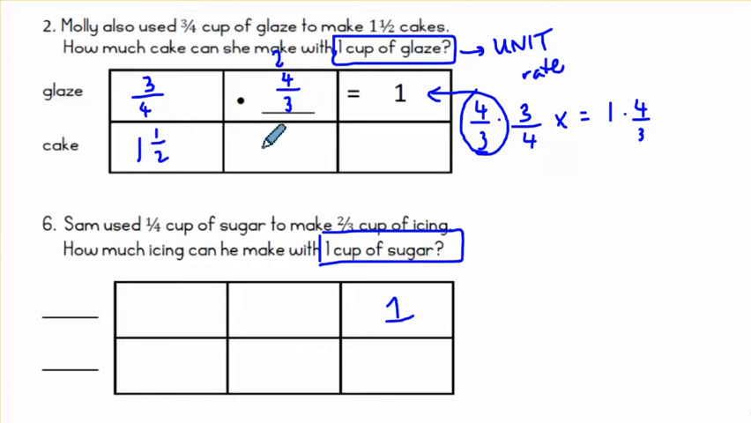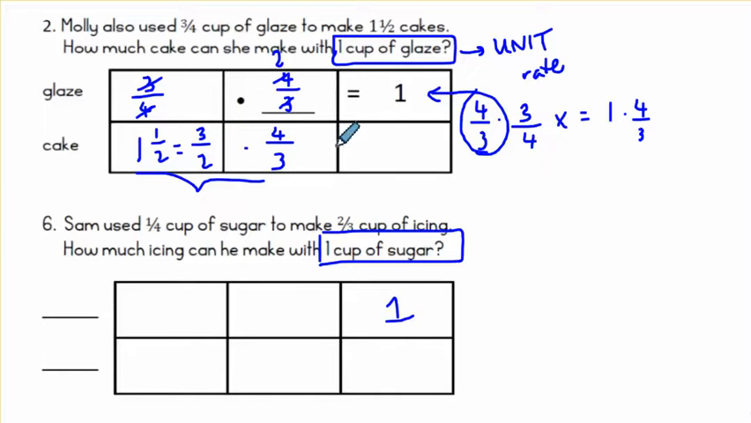Whatever we do on this side, just like an equation, we're going to do it on this row as well. So check it out just to make sure the 4's would cancel out and the 3's would cancel out. So this is going to give us 1 as our unit. And now this is just basically a fraction problem. And you got to remember how to multiply fractions. We need to change this mixed number into an improper fraction. So that would be 3/2.